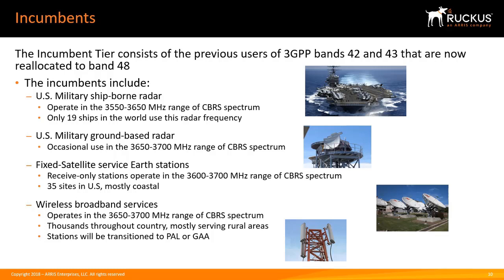And finally, we have the wireless broadband services, which are only allocated to operate in the 3650 to 3700 MHz range. There are thousands of these around the country, mostly in rural areas. Current plans are for these to be transitioned to PAL or GAA operations in 2020 for most providers, with the remaining transition by 2023. However, as of this recording, FCC legislation for this is still ongoing.